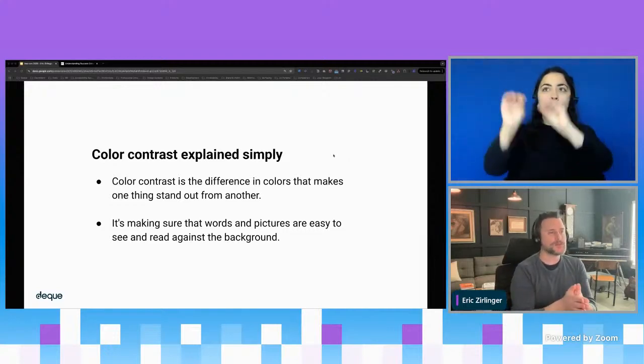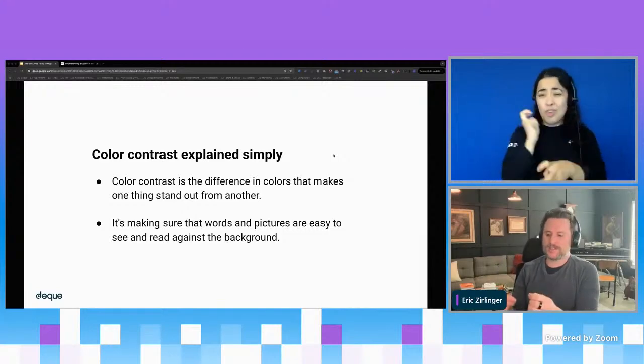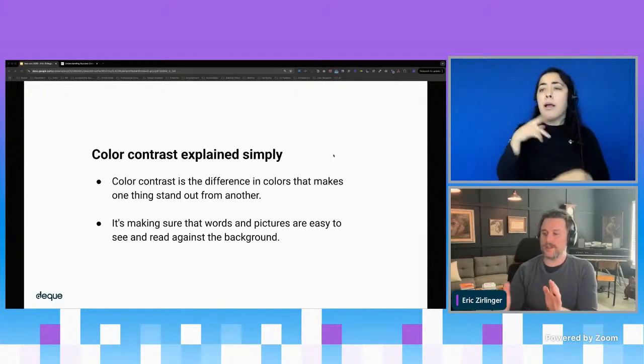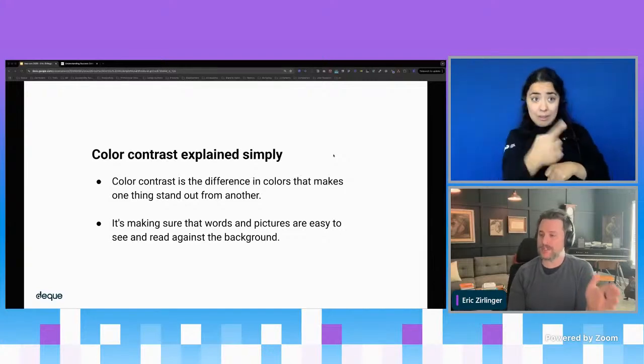So to put it simply, what I would like to do is explain to someone, can you see this color on top of this color?